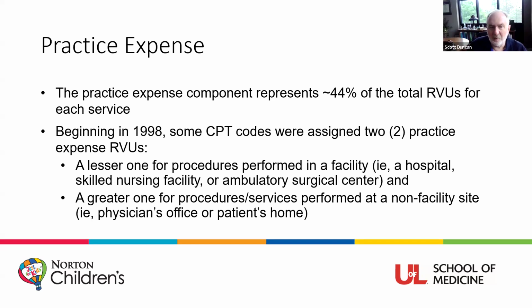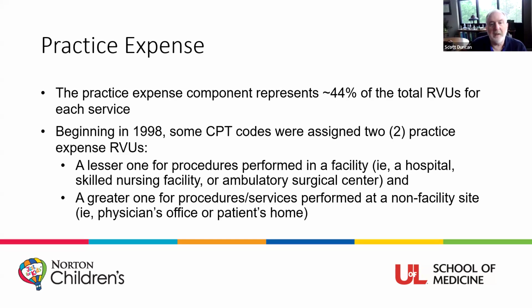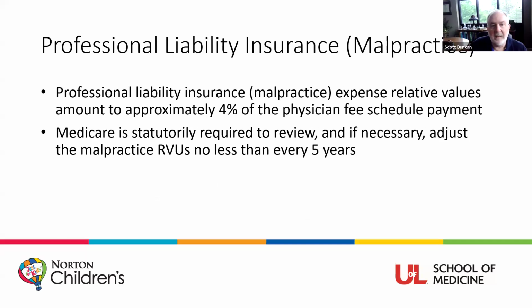In 1998, some CPT codes were given two different practice expenses: a lesser one for procedures performed in a facility, that is in a hospital, skilled nursing facility, or an ambulatory center, where the facility covered a lot of the practice expense. And then a greater one for procedures and services performed in a non-facility site, like your office, again, if you were in private practice. So the biggest component of this is always going to be, for our code, physician work, a little bit less for practice expense, and then the idea of professional liability or malpractice.